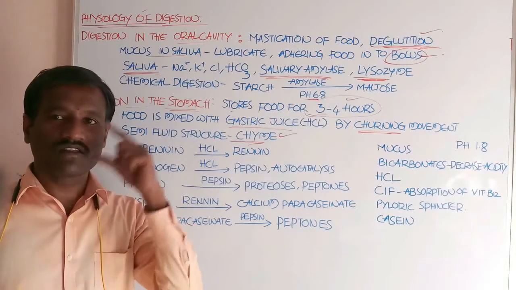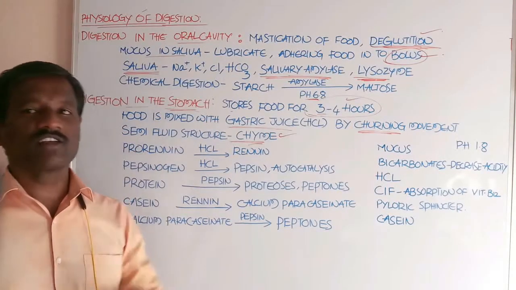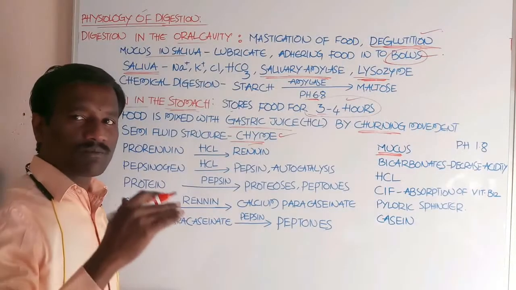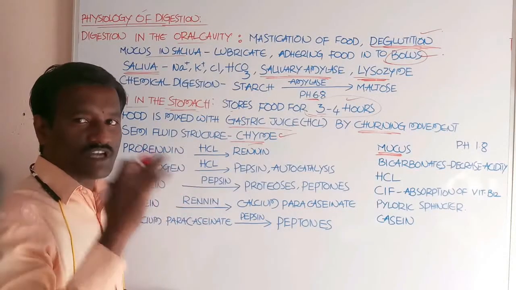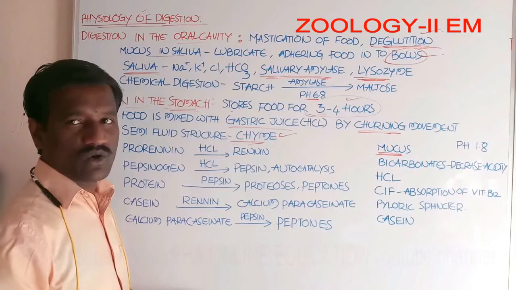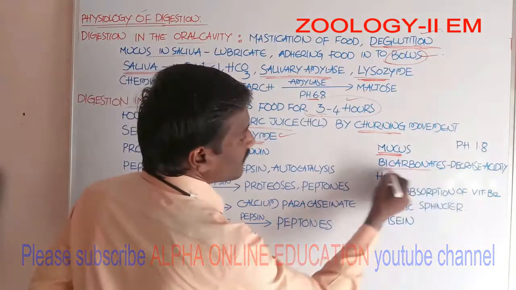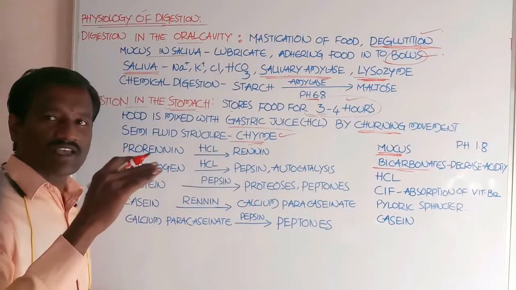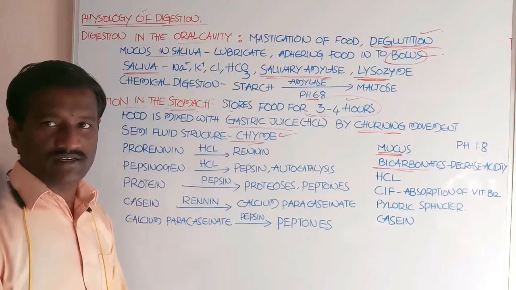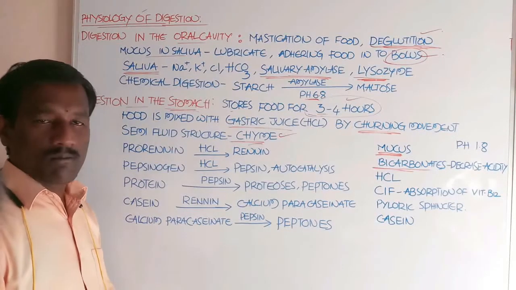Gastric juice acts on the food present in the stomach, and it consists of different types of substances. What is the role of the mucus? Mucus protects the inner surface of the stomach, the mucosa epithelium, from the highly concentrated hydrochloric acid, and helps in lubricating the food particles. Bicarbonates decrease the acidity of the hydrochloric acid, so the acidic nature of the food is decreased.